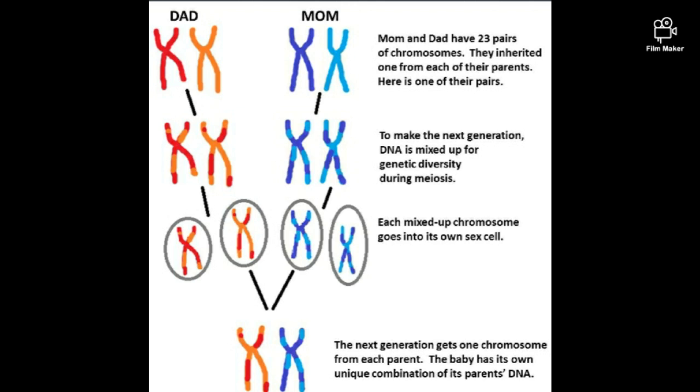So like we can see, both mom and dad have 23 pairs of chromosomes. They inherited one from each of their parents. To make up the next generation, the DNA is mixed up for genetic diversity. So each mixed up chromosome goes to its own sex cell. The next generation gets one chromosome from each parent. The baby has its own combination of parents' DNA.